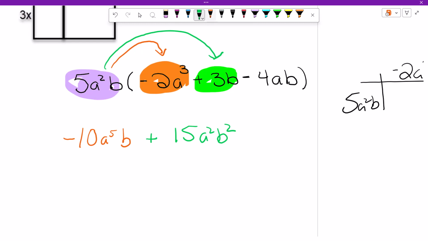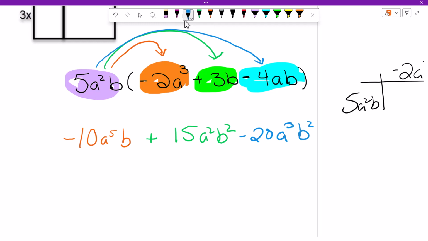Then we multiply to the third term. Coefficient with coefficient, letters with letters. Ryder, do you have this one? The very last multiplication. Negative 20. 5 times 4 is negative 20. Combining the A's, A² and an A makes A³. B². Okay.